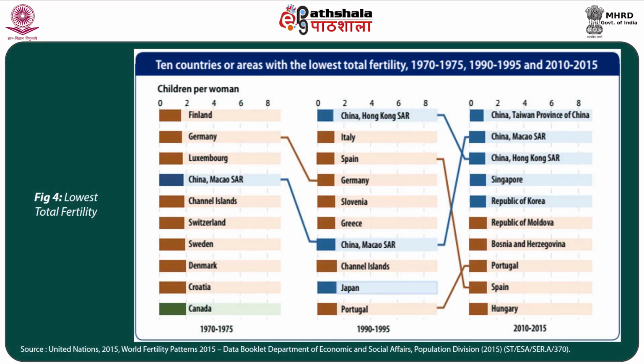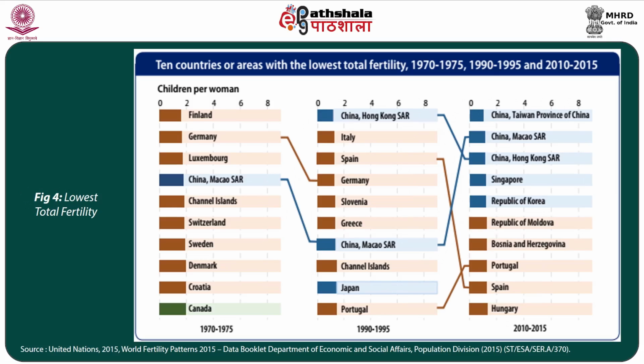Let us now move to figure 4 that talks about the countries with lowest total fertility. That means 10 countries or areas with the lowest total fertility in the 3 different time points. In case of 1970-75, the countries with lowest fertility included Canada, Croatia, Denmark, Sweden, Switzerland, China, Luxembourg, Germany and Finland.